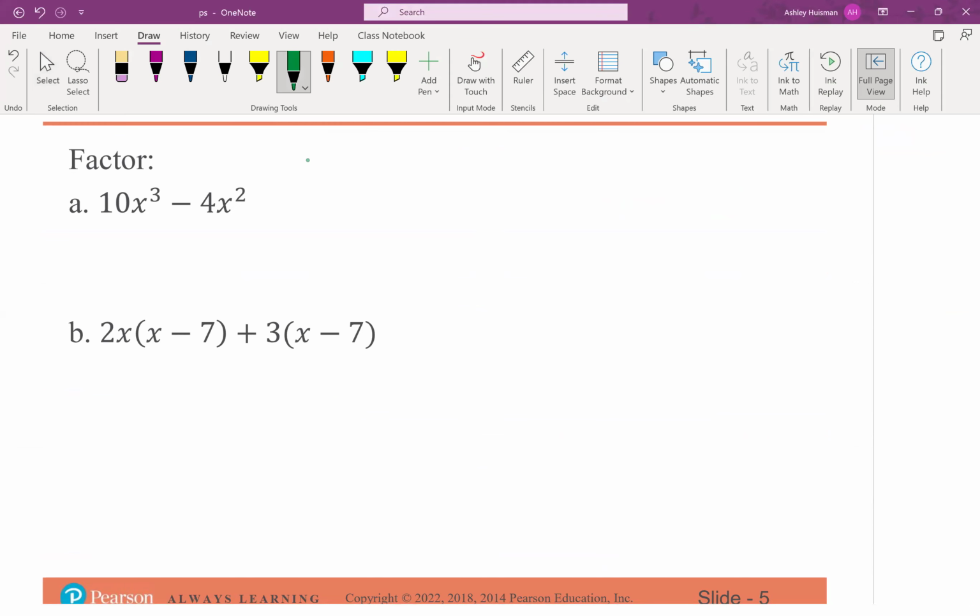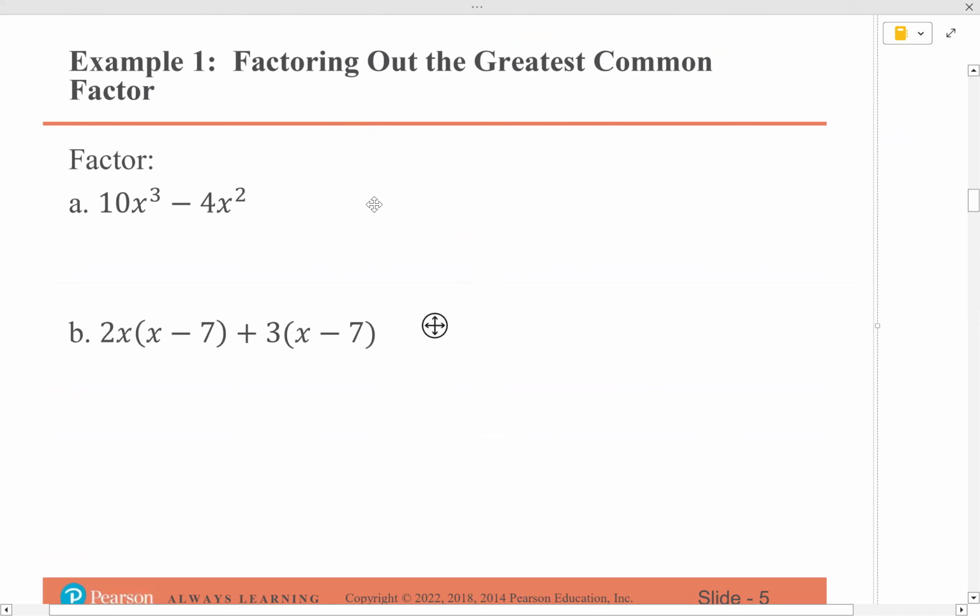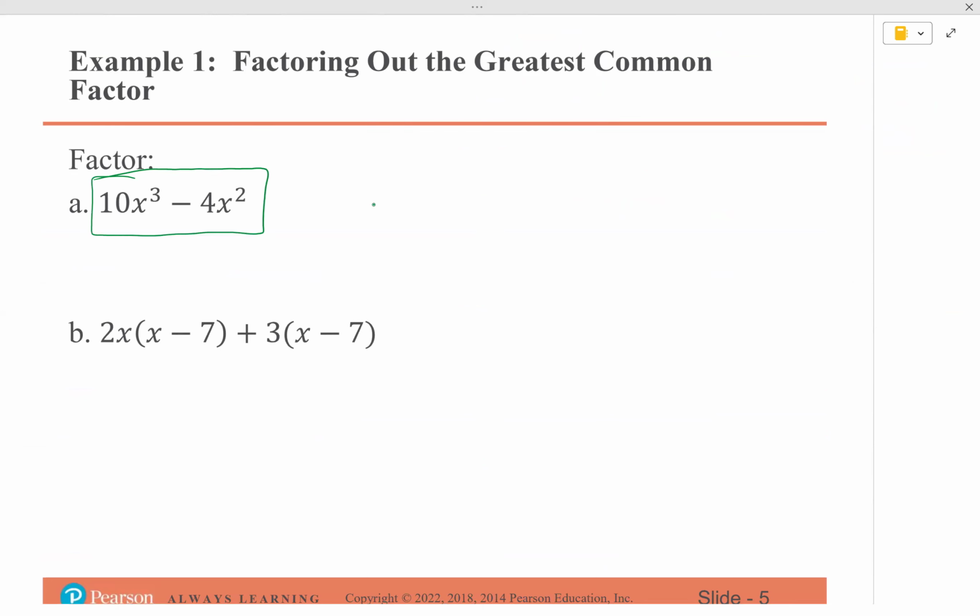All right, so let's try this. Here's an example: 10x to the 3rd minus 4x squared. Notice when they say factor out the greatest common factor, the key word is greatest. I could just take an x between these two. I could say, well, 10x to the 3rd and 4x squared, they have an x in common.